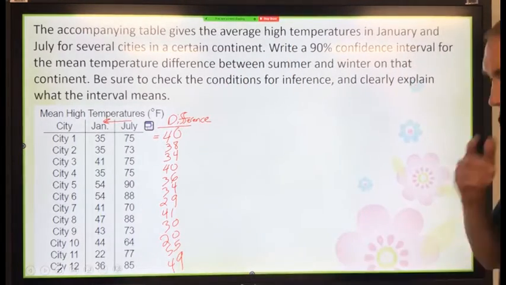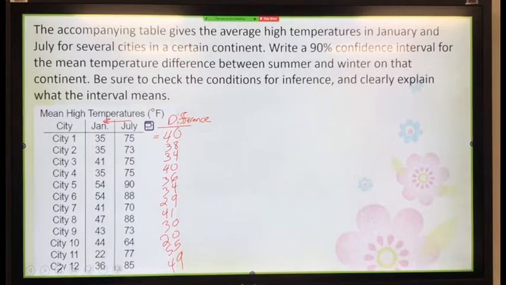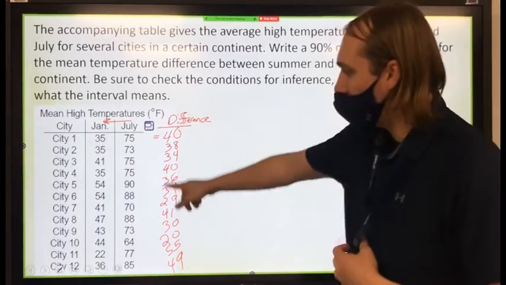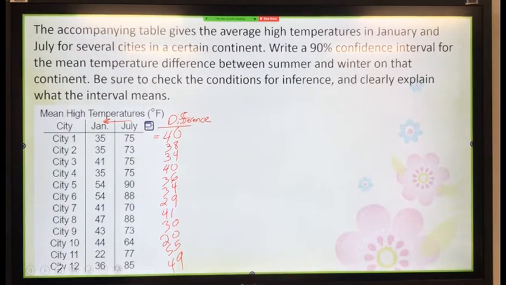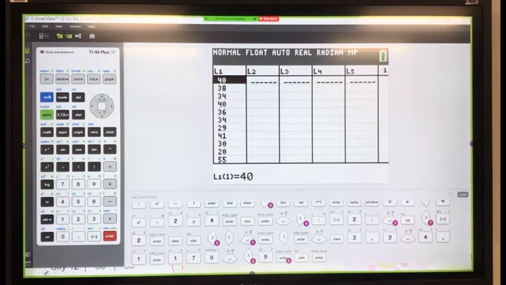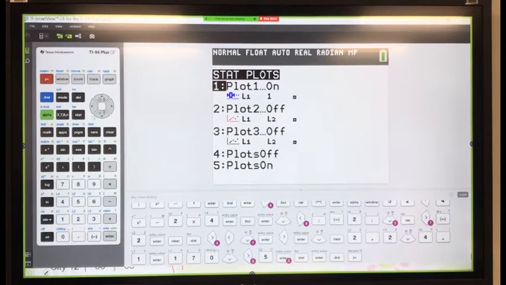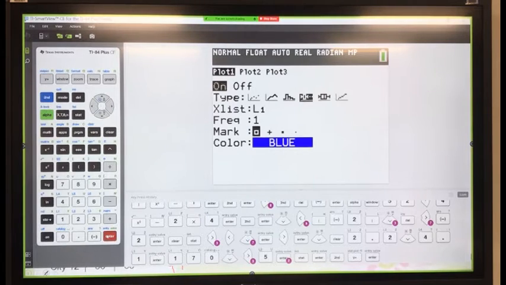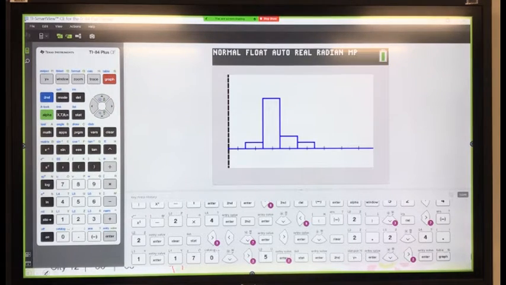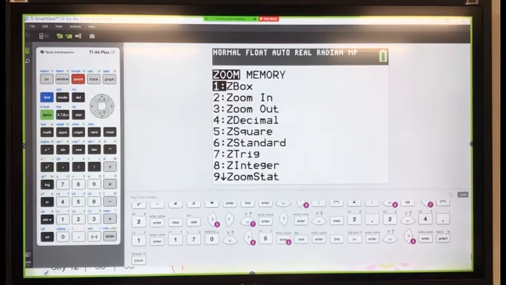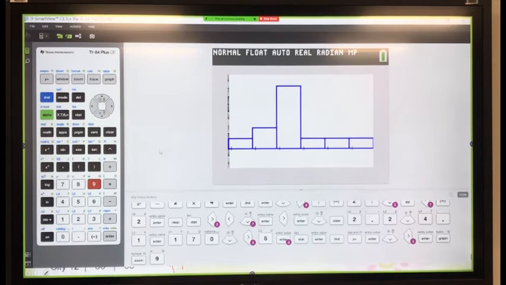So here in the red is the table I want to focus on. The difference between July and January. This is what I want to plug into my calculator. So go to Stat Edit and plug in these values. Now let me look at the histogram, just so I can make sure it's a nearly normal model. Let me put my plot on, type, bar graph, blue, let me graph. Let me zoom stats, so number 9, and it looks a little skewed, but we'll play with this.